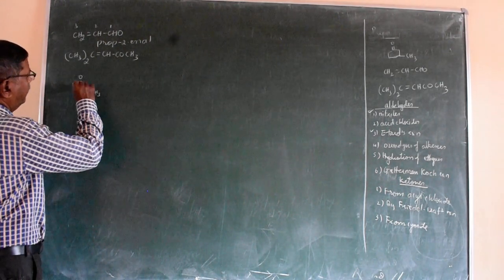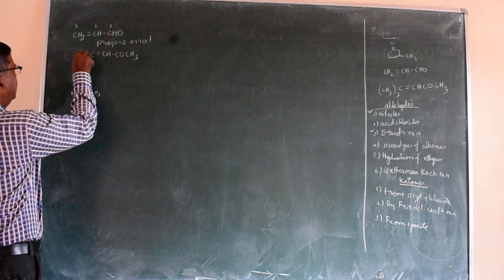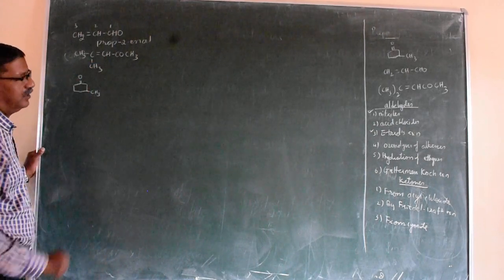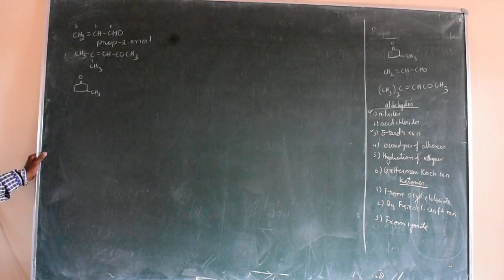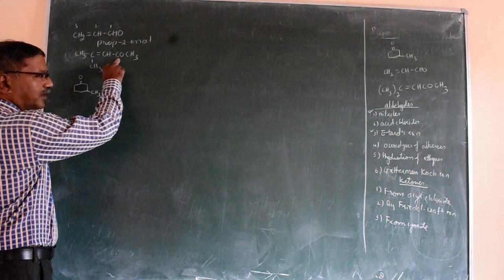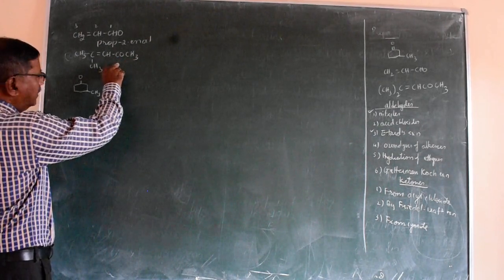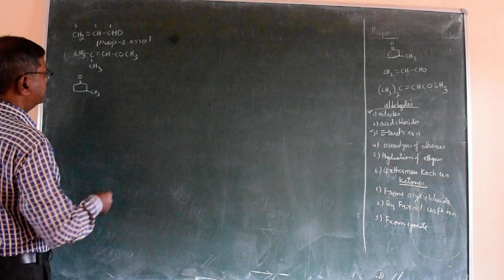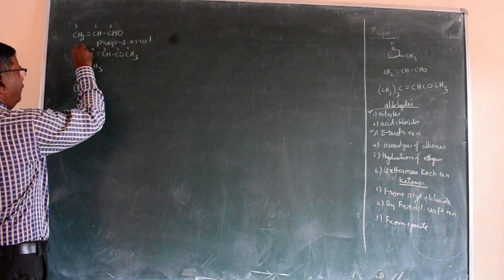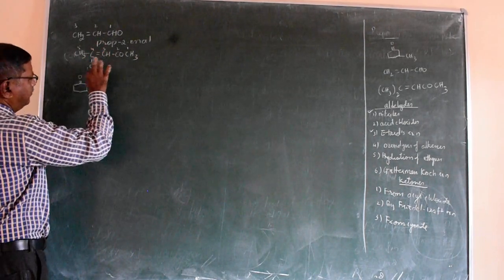Well, to name this compound, first you have to expand it. That means you have to write 2 CH3 groups like this. Then you have to number. From which end, right or left? It must be from the right side because we have the ketonic group closer to the right end compared to the left end. So it is 1, 2, 3, 4, 5. We have a substituent on the fourth carbon.